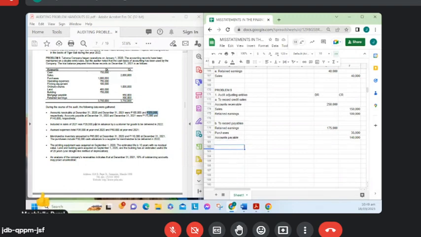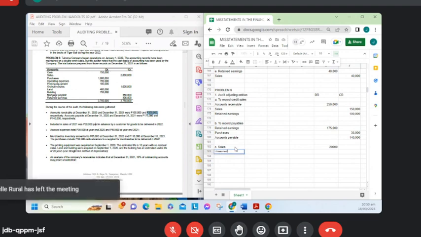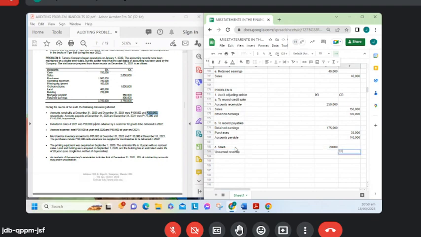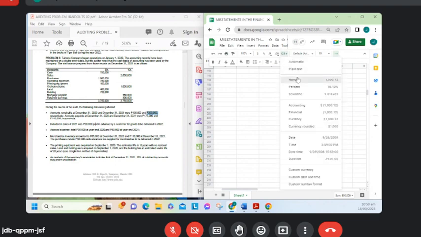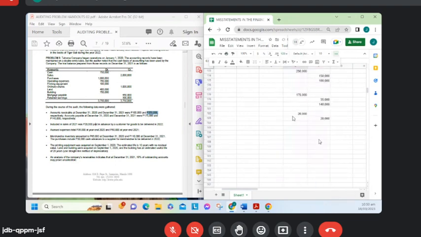None? So let's go to bullet number 2. Included in the sales of 2021 was 20,000 pesos unearned sales or unearned revenue. So we are going to correct that by debiting sales amounting to 20,000, credit to unearned revenue 20,000. Okay?